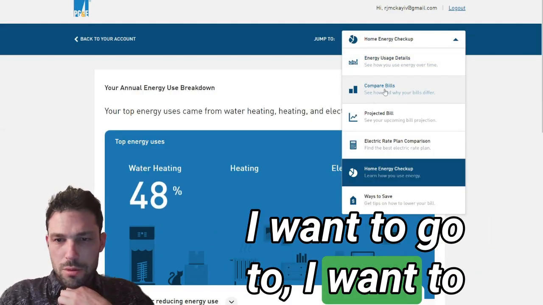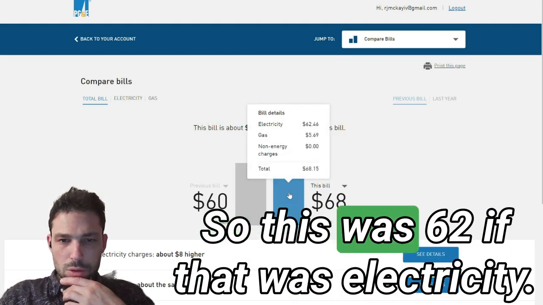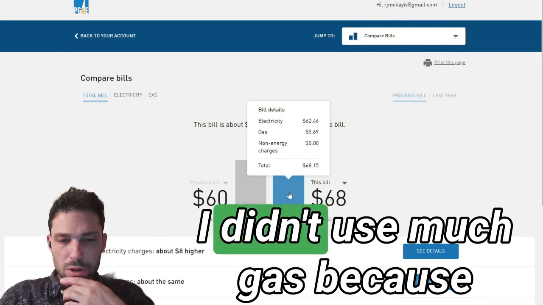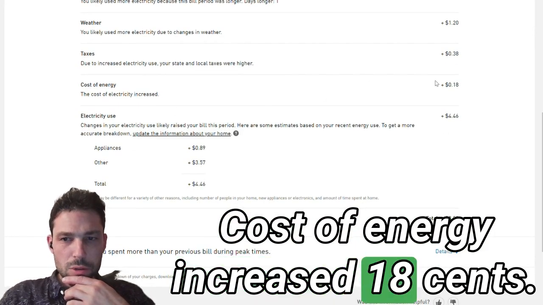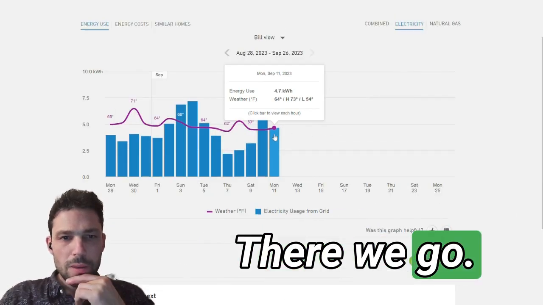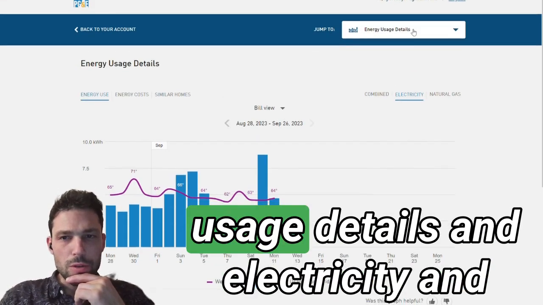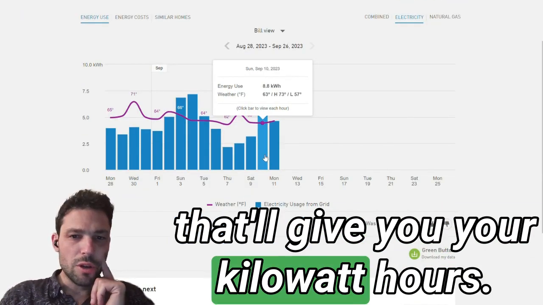Anyway, I want to see my actual use first. Yeah, this was 62 of that with electricity. I want to see my usage. There we go. So you want to go to Energy usage details and electricity. And that'll give you your kilowatt hours.